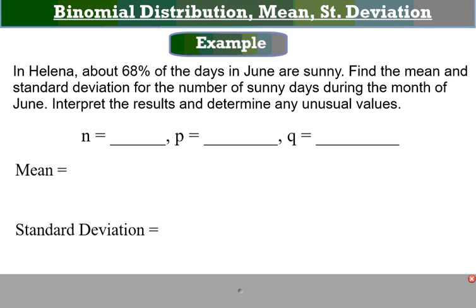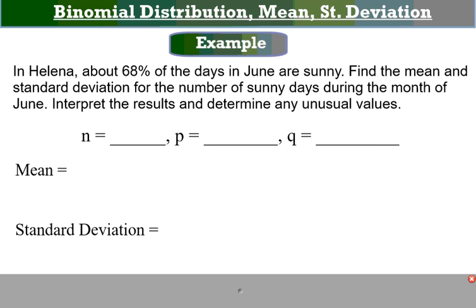I'm going to try one more, then I'll give you a chance to try. We're going to go back to the Helena temperature and sunny day example, but we're going to just consider a month. So in Helena, about 68% of the days in June are sunny. This is a higher percentage because June tends to be a sunnier month than the year as a whole. Find the average and the standard deviation for the number of sunny days during the month of June. Interpret the results and determine any unusual values.